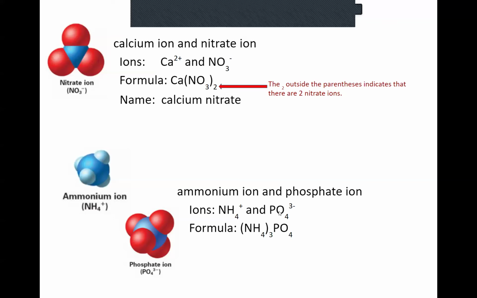So 1 plus is paired with phosphate ion, which is a 3 minus charge. It's not a 4 minus. The 4 that you see as a subscript within that ion's formula simply tells you how many oxygens there are within a single phosphate grouping. Now, if you go back to a binary ionic compound like lithium nitride, lithium's a 1 plus, nitrogen's a 3 minus.